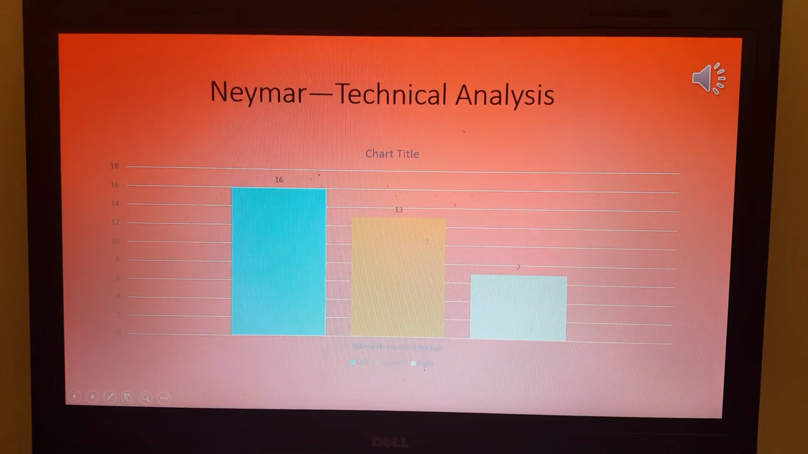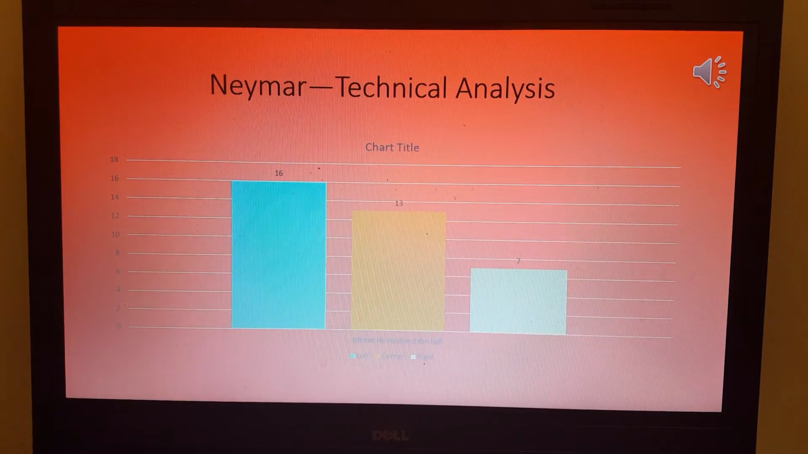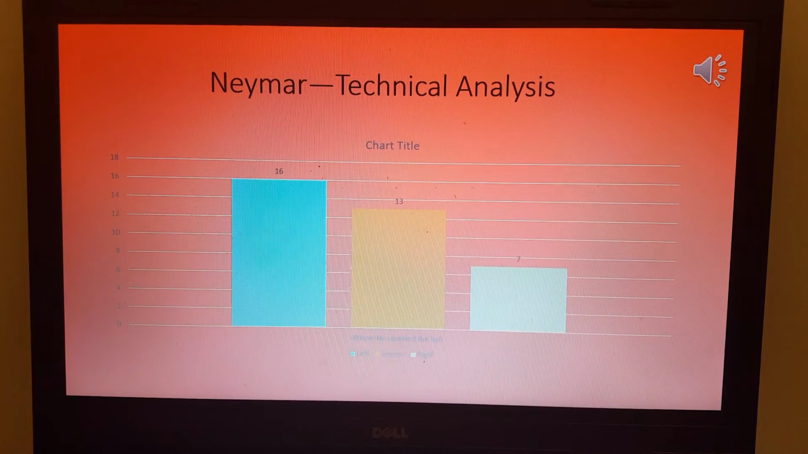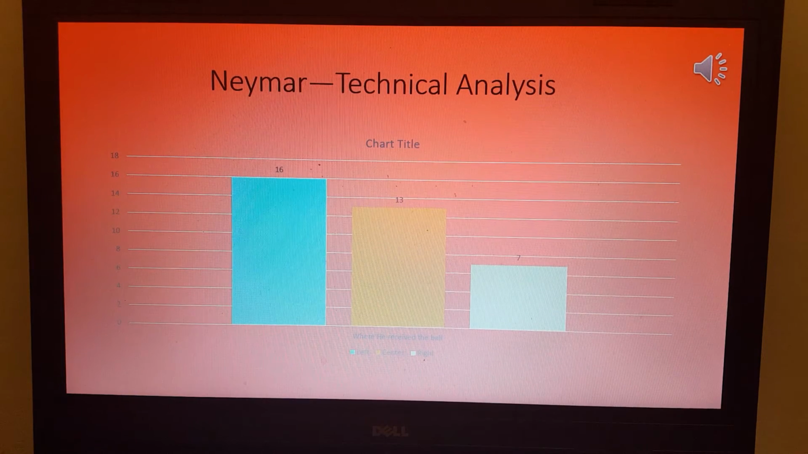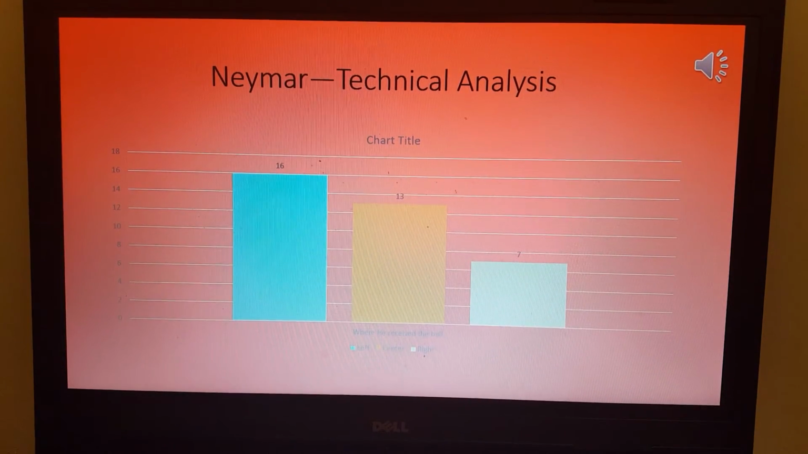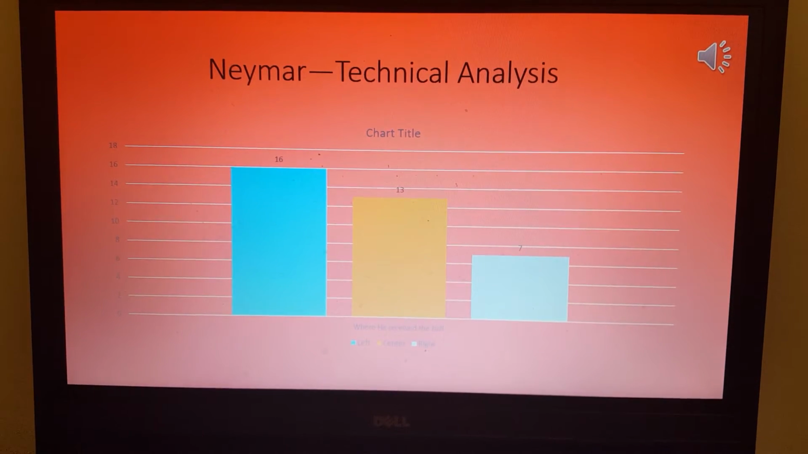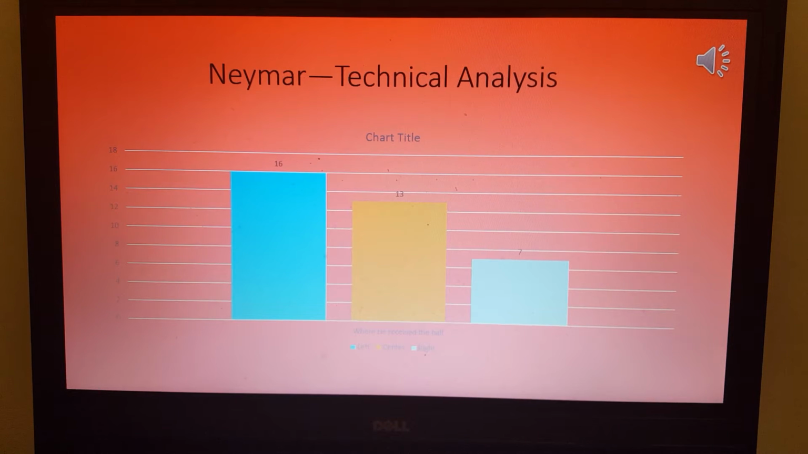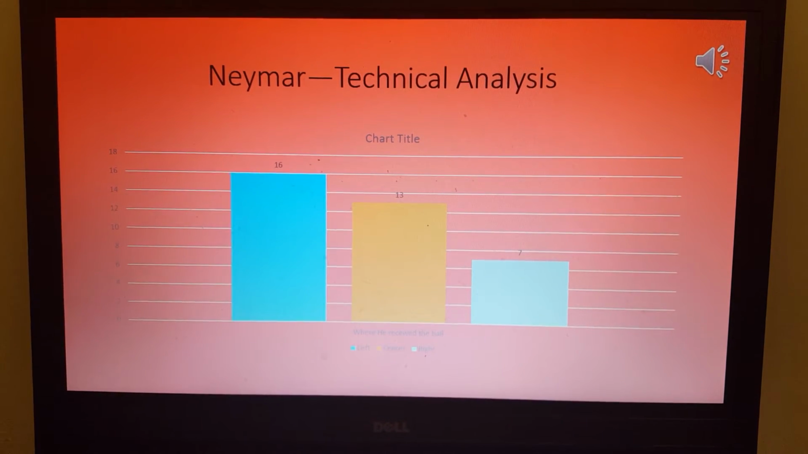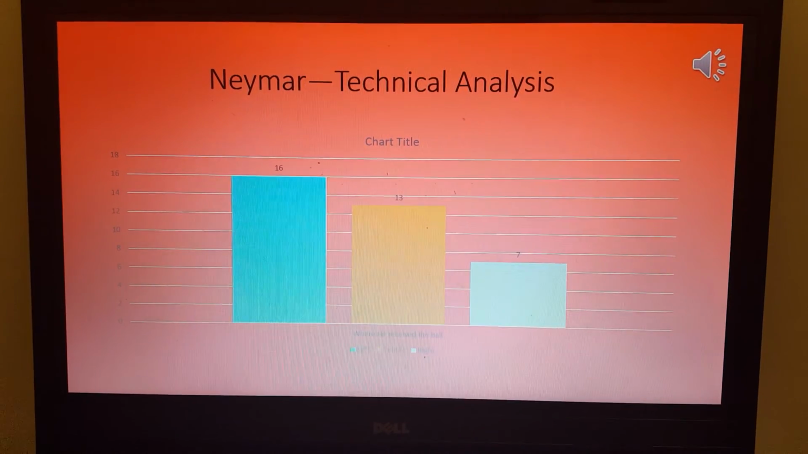Okay, so now we're talking about Neymar and a technical analysis of him and his performance in this game. As you can see from the bar graph below, Neymar got the ball, whether that was he received it or won it himself, over the course of the game. He did so 36 times, 16 times on the left, 13 times in the center, and 7 times on the right.